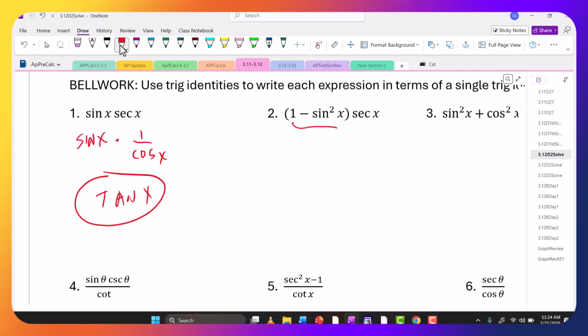Next thing, what's 1 minus sine squared? Say it out loud. Okay, it's third hour. I knew that was going to happen. And then I'm going to make this 1 over cosine right away, and then we should know that these cancel like this. So the answer is cosine. How many people got cosine on that one?